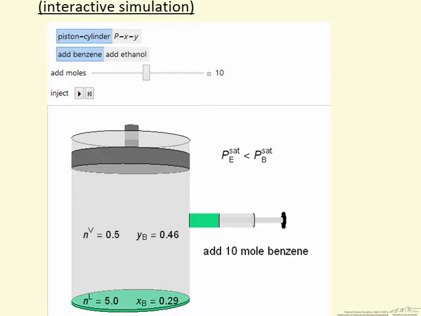And then we can change the number of moles that we add, and when we select the play button, then these 10 moles of benzene are going to be injected, and we're given that the saturation pressure of benzene is greater than ethanol at this condition, and we're also told that this has an azeotrope, and then we want to get an idea of what the final system is going to consist of: more vapor, less vapor.